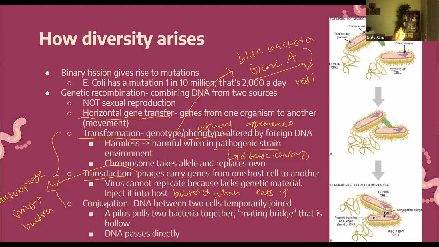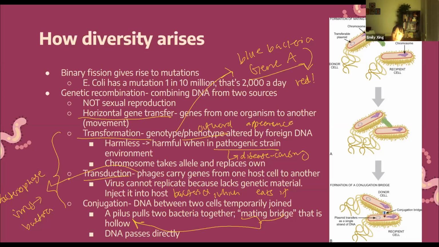Finally, we have conjugation, which is more direct. And this is when 2 cells are temporarily joined through a bridge. And so this is called a mating bridge, also known as a pilus, a sex pilus, which passes genes. It's hollow so the genes can travel through one another and DNA passes directly.